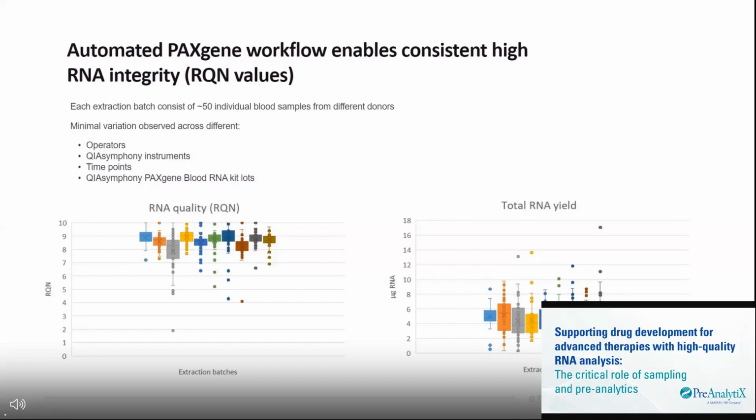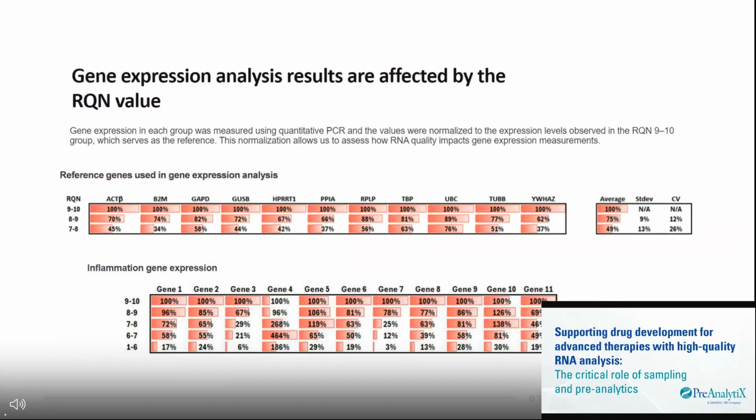So why does all of this matter? It's because your gene expression data is only as reliable as the RNA it is based on. Let's take a closer look at the graphs on this slide that represent data over several hundred patient samples. The upper graph shows results from a typical reference gene panel, where we measure the average expression of these genes across different RQN intervals and then normalized all values to the group with the highest RNA integrity.